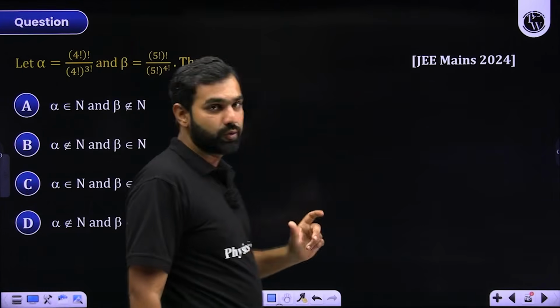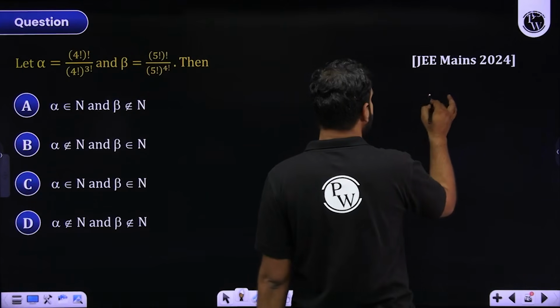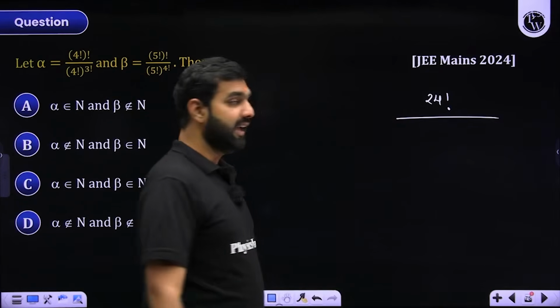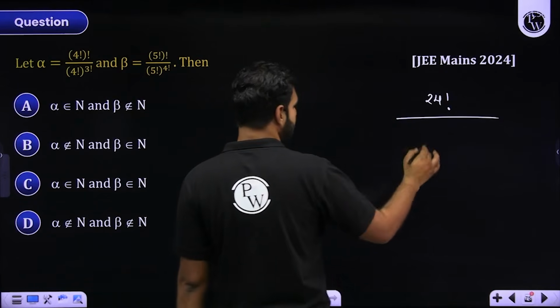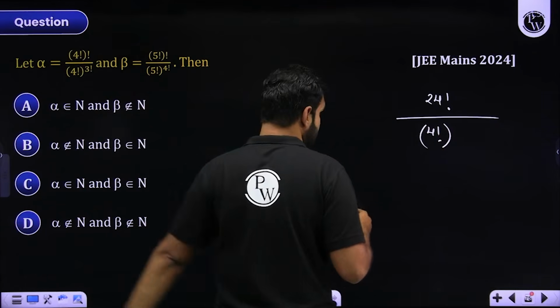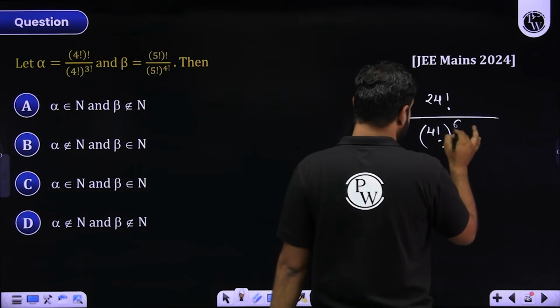4 factorial is 24. So the numerator has 24 factorial when I'm talking about alpha. The denominator has 4 factorial. I'll keep that 4 factorial as it is, but this 3 factorial, can I not crack as 6? 3 into 2 is 6, so I'm writing it as 6.